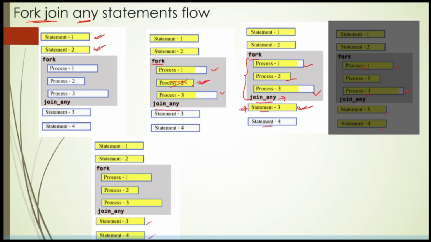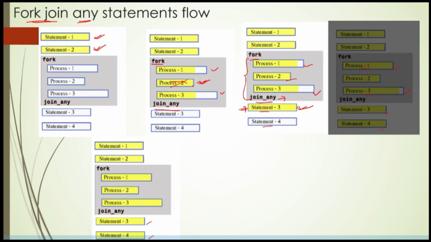Within that, until all the processes are completed, the remaining statements will be executed based on the time delay that you give. Clear? So this is about the fork join any statements flow. Basically that is the main difference, because in fork join, until all the processes are completed, the remaining statements that you give below the fork join block won't be executed. That means it is blocking. But in the case of fork join any, what is happening? If at least one of the processes is completed, then the simulator will come out of that fork join any block, and the remaining statements given below the fork join any block will be executed in parallel along with the statements that I have mentioned above.